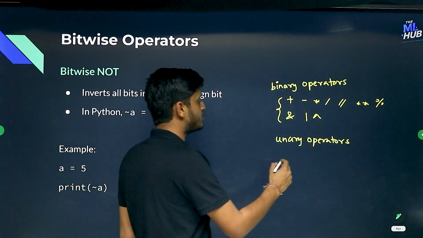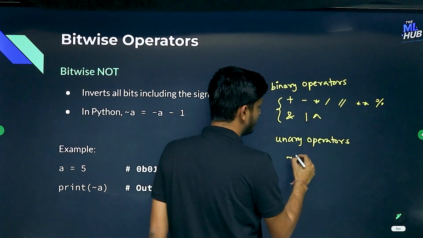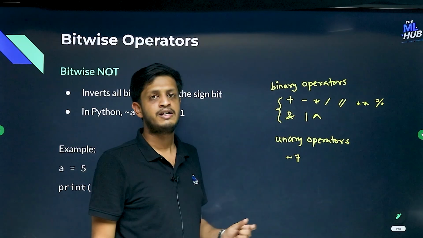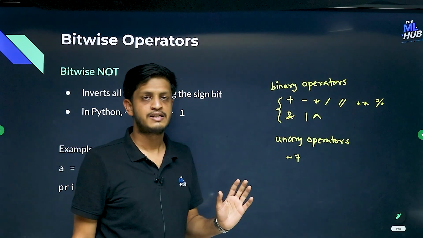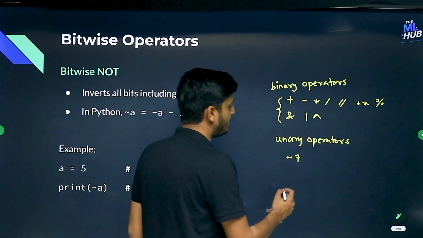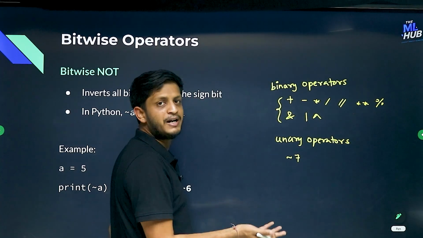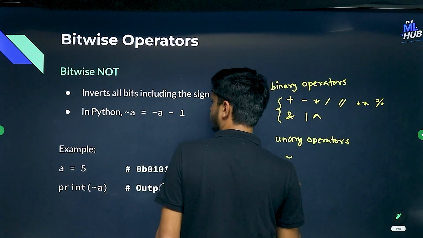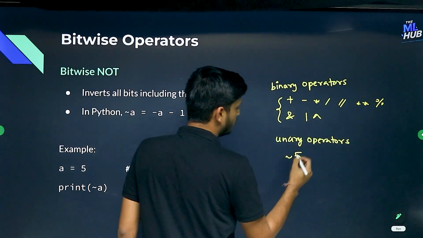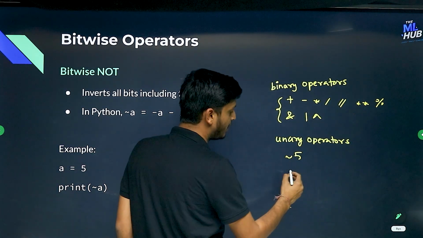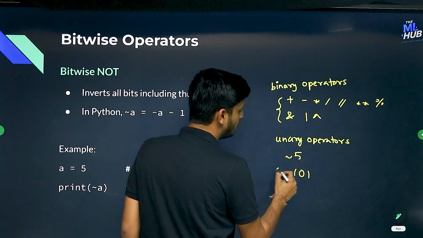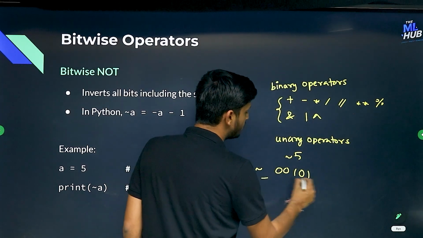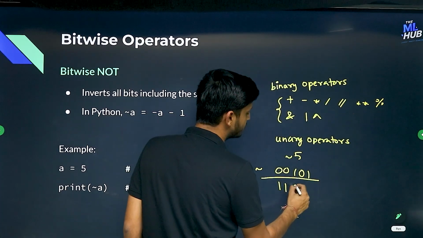For example, you can just use tilde and then let's say 7. So this is like bitwise NOT of 7. How does it work internally? It will just flip every bit of it. So let's say I write NOT of 5. What is the binary of 5? 1 0 1, and then you have a lot of zeros in the front. If you're calculating the bitwise NOT of it, every bit will be flipped like this.